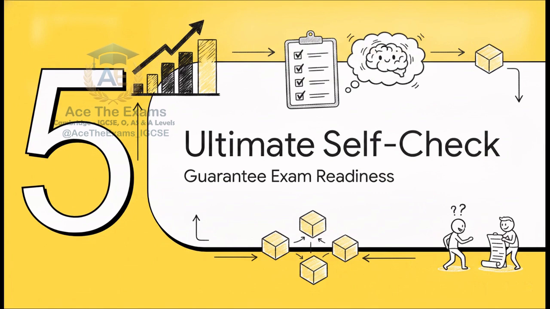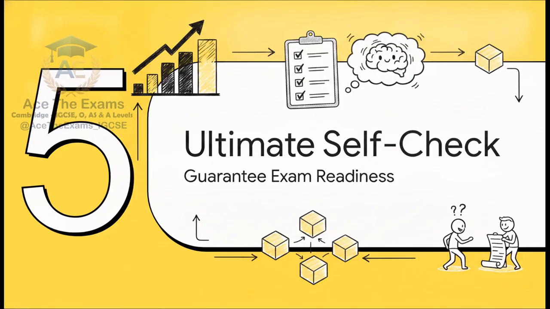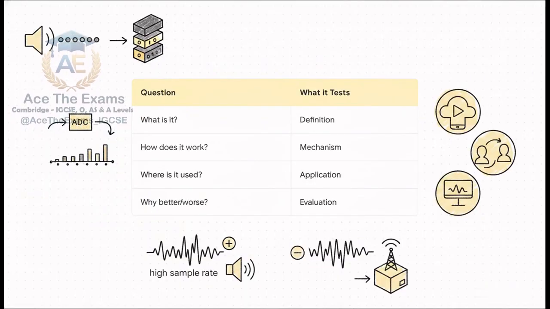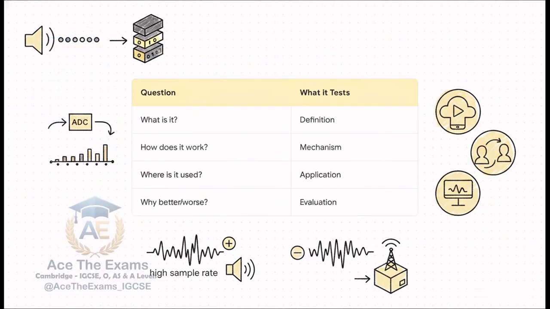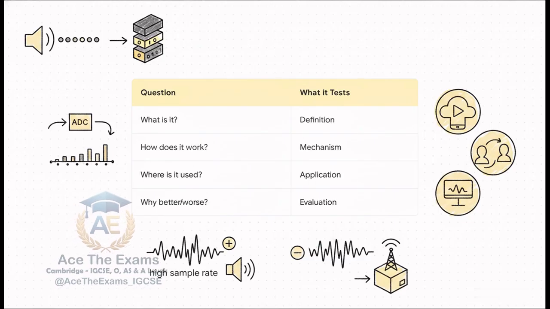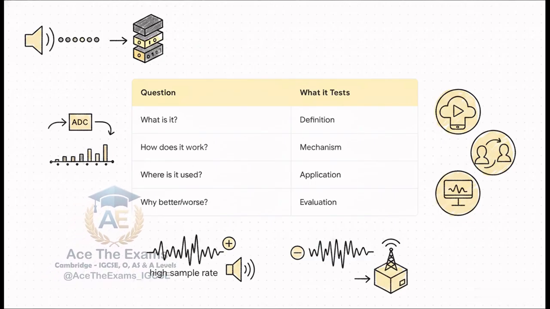Section 5. The final system. Let's move to the ultimate self-check mechanism. Here are 4 powerful questions to completely guarantee your exam readiness before you ever hand your paper in. I want you to think of this as your permanent internal cheat sheet. Whenever you finish writing a long, extended response question on data representation, I want you to stop writing for just a brief second. Force yourself to run your answer through this mental filter.